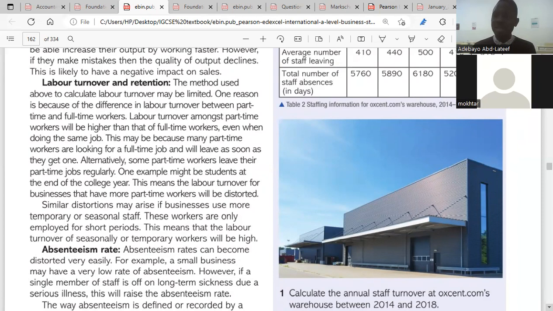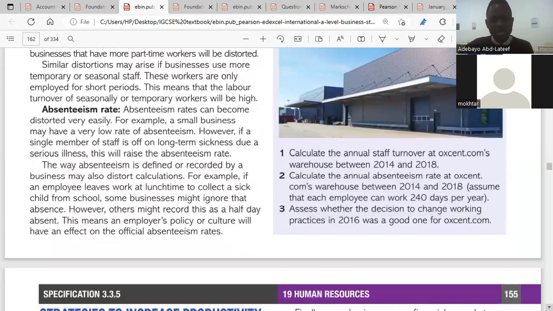Full-time workers, yeah, they stay in the work, but part-time workers are temporary workers. So you wouldn't know when they're going to stay more, when they're going to continue to stay, or when they're going to leave. So it becomes difficult to calculate high labor turnover or high labor retention, or low labor turnover or low labor retention. It's difficult to calculate because of the numbers of workers that are part-time and the workers that are full-time. Therefore, absenteeism rates. Why is it difficult to calculate absenteeism?